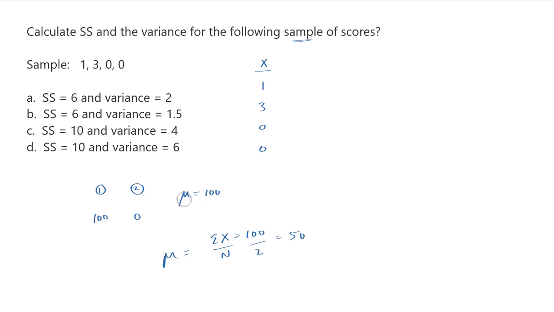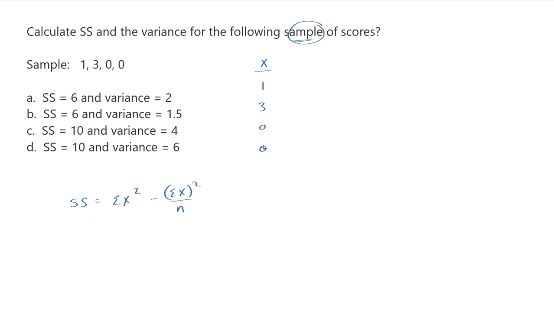All right, so let's get this little side note out of the way, and let's go back to our original question. We're supposed to find the sum of squares and the variance for the following sample of scores. So I'm going to calculate this using my computational formula. That is the sum of x squared minus the sum of x in brackets squared over n, little n because it's a sample. So I need to know my sum of x.